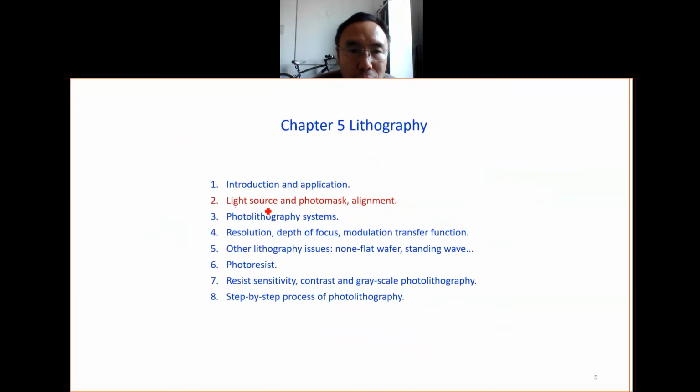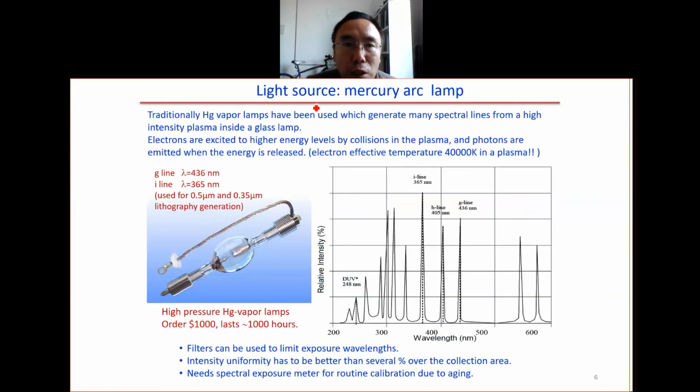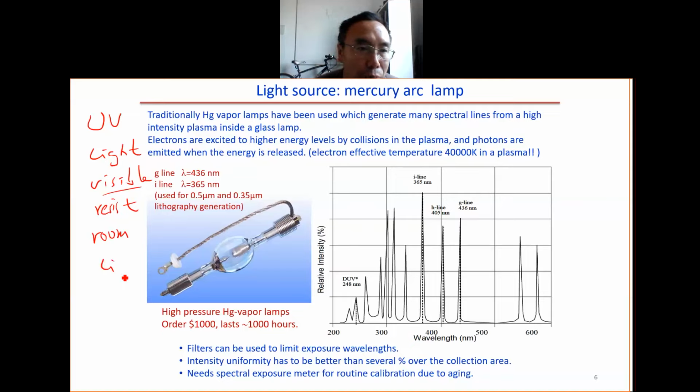Now we look at the light source for photolithography. First, we use UV light. You may wonder, can we use visible light? In principle, we can use visible light. The problem will be the resist. If we use visible light, the resist will be exposed inside the room by the room light. So this is a problem.